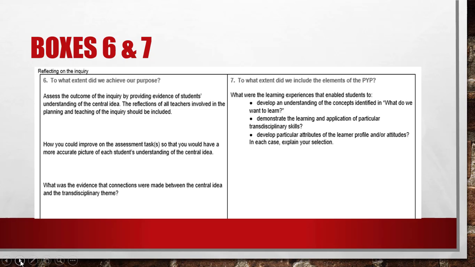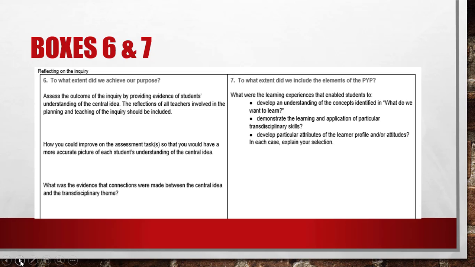A couple of the questions that are here: assess the outcome of the inquiry by providing evidence of students' understanding of the central idea. A lot of these boxes are going to ask you to provide evidence of the scholars' understanding of the central idea, transdisciplinary theme, and lines of inquiry. How could you improve the assessment task so that you would have a more accurate picture of each student's understanding of the central idea? What was the evidence that connections were made between the central idea and the transdisciplinary theme? That one can take some thought, and if you don't do very well, that's a spot to say, hey, I wish I would have done better here, and I think I could do this next time.